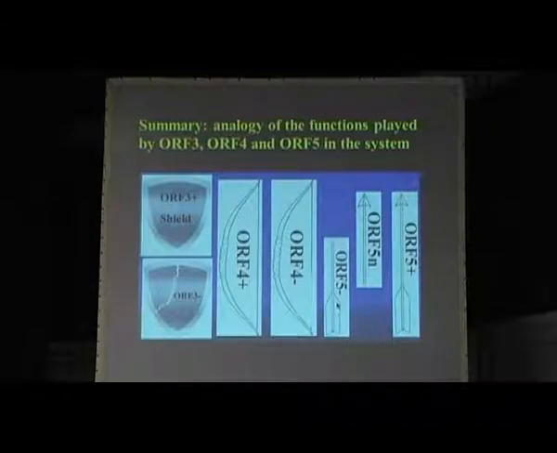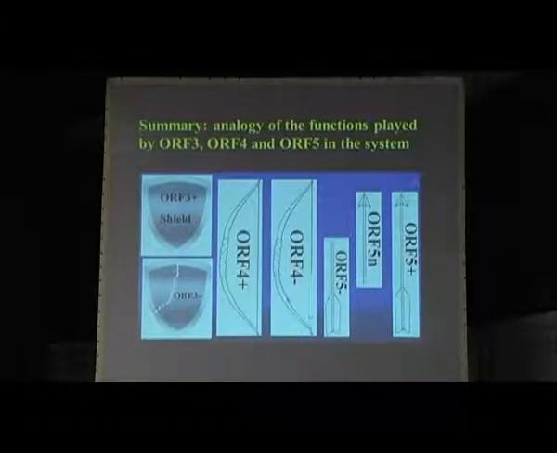So basically, I would like to summarize the results with an analogy of the functions played by these three open reading frames, which was drawn by the student who was supposed to give this talk. So three elements are here. OF5 is probably an arrow. The 5 plus is a functional arrow. The 5 minus is a gene that is broken. It's only half. It doesn't have the head. An arrow without a head, and the neutral one is an arrow without the other part.